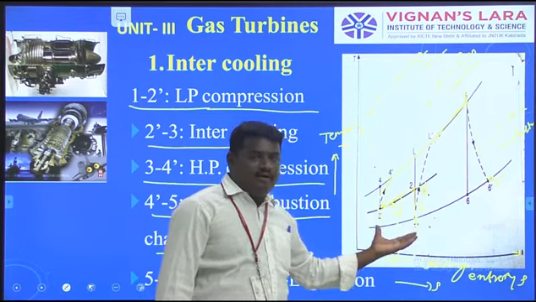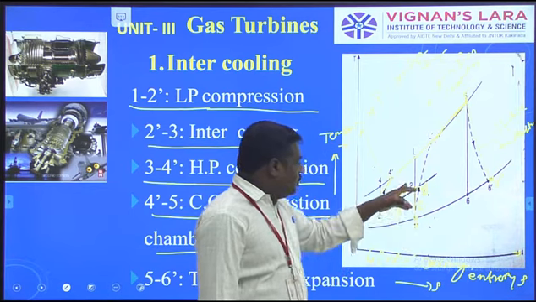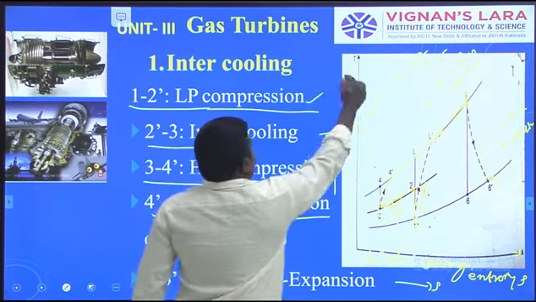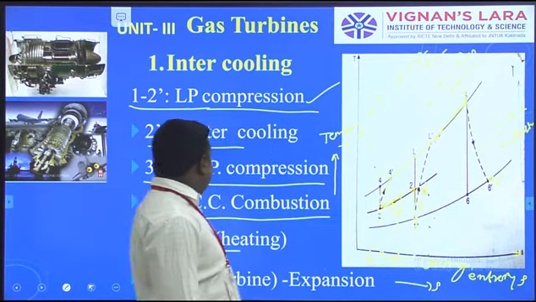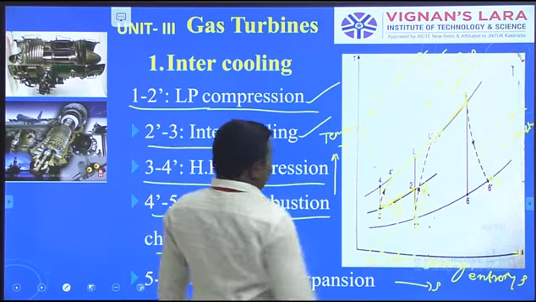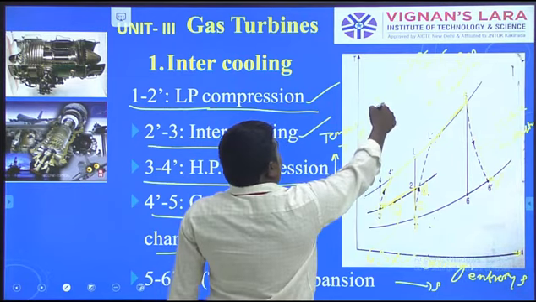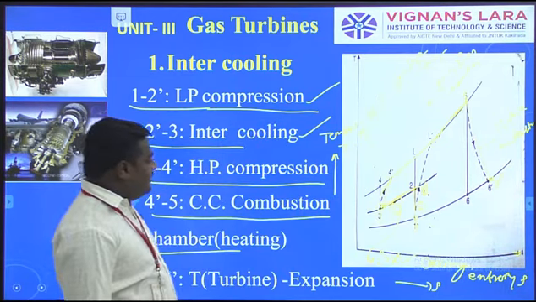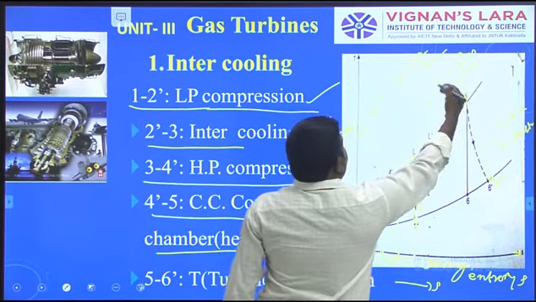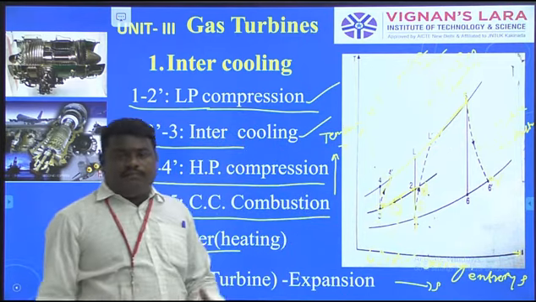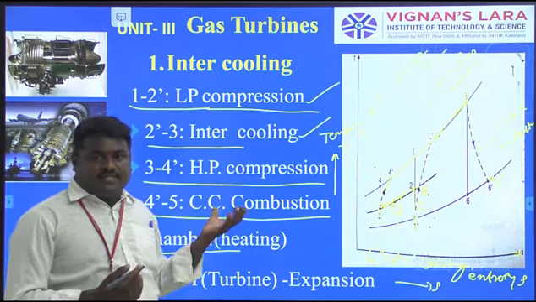This is the process 1. Now I'm repeating again. So that is the 1 to 2 process, LP compression. Then 1 to 2 dash. Then 2 dash to 3 is intercooling. Then 3 to 4 dash temperature, HP compressor. Then 4 dash to 5 is the combustion chamber, meaning heat will be created inside the combustion chamber.